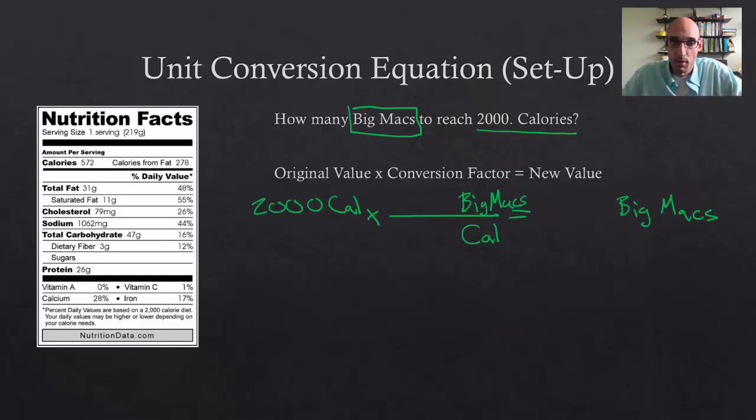2,000 calories is my original number. My conversion factor, I'm going to have to get it from the nutrition facts. Serving size of 1. Okay, so that means 1 Big Mac is worth 572 calories.